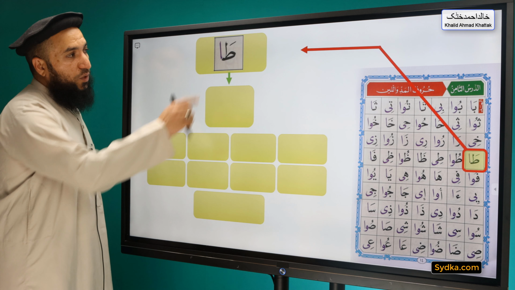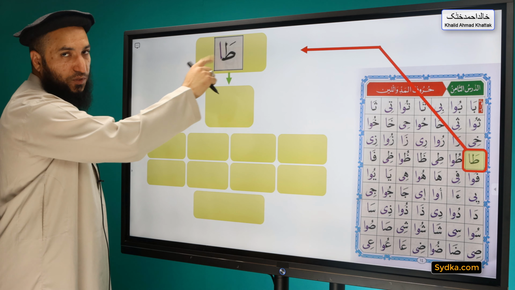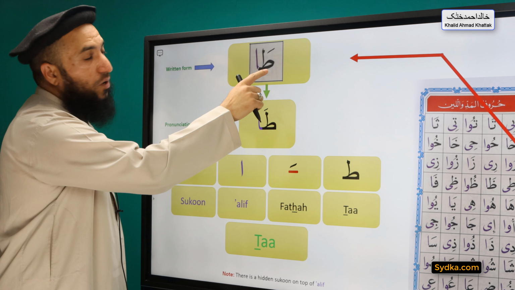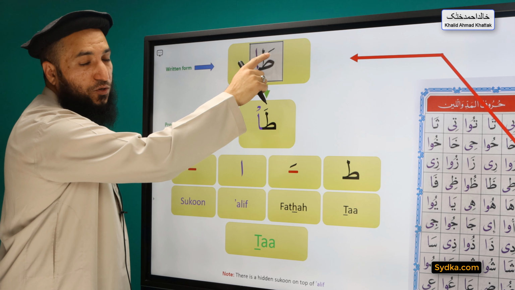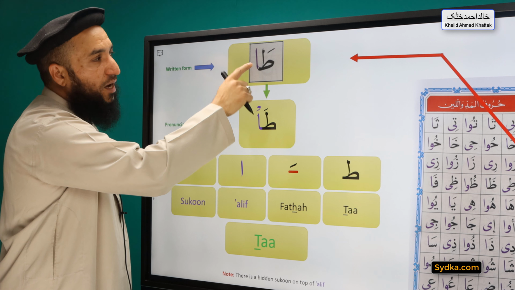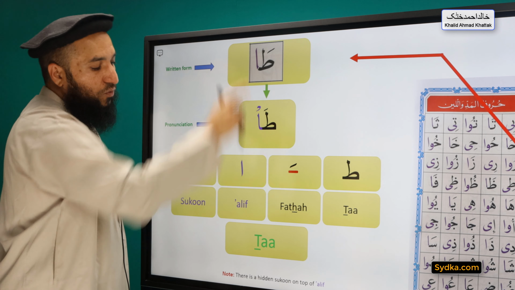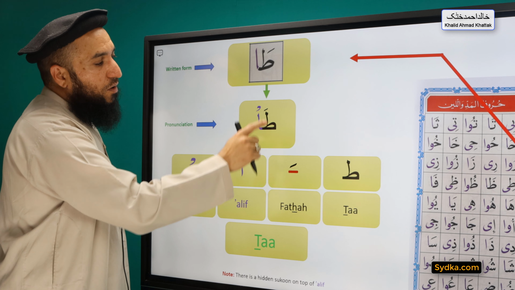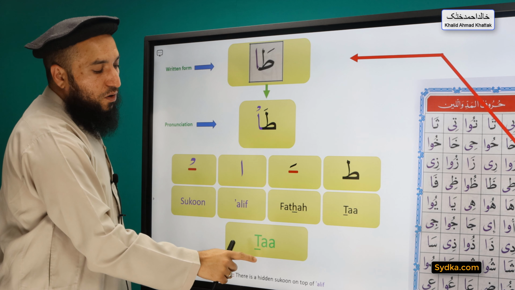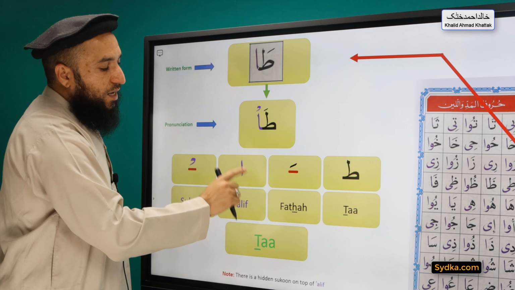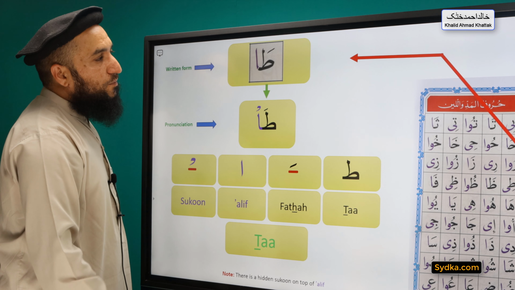So the first syllable we have is Ta fatha alif sukun. Ta is a heavy letter. It has fatha on top of it. It is followed by alif, and alif has hidden sukun. Ta fatha alif sukun. Ta.